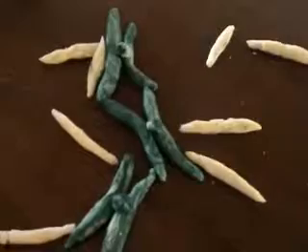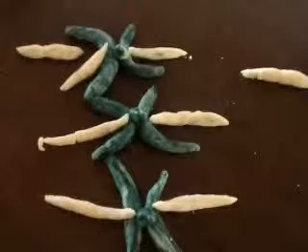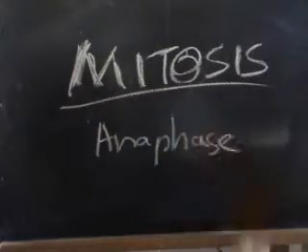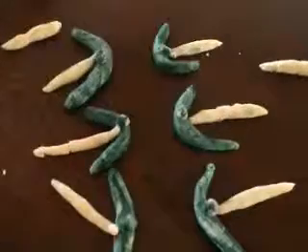The spindle lines up the chromatids along the middle of the cell. Some spindles attach to the center of the chromatids, the centromere, and others stretch across the whole cell. Now it gets exciting! The centromeres of the chromosomes divide to separate the two chromatids.